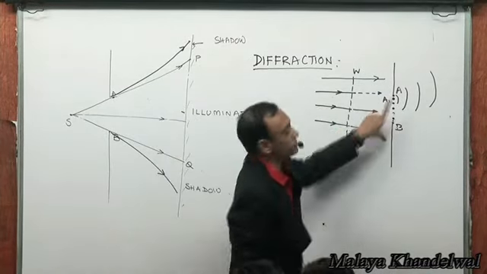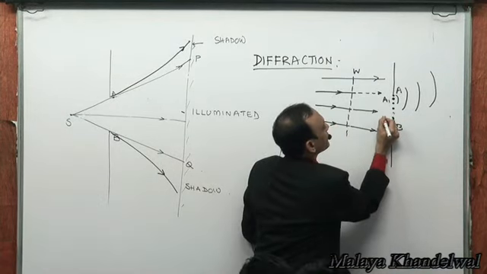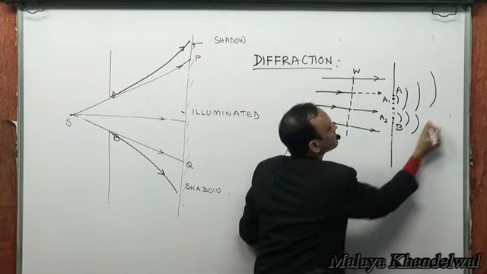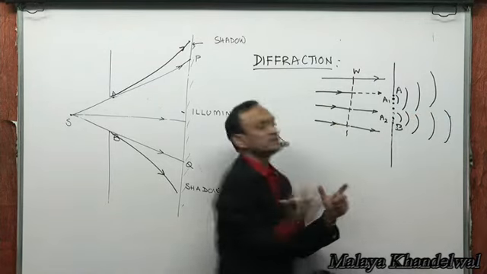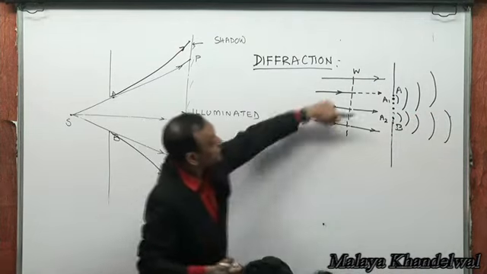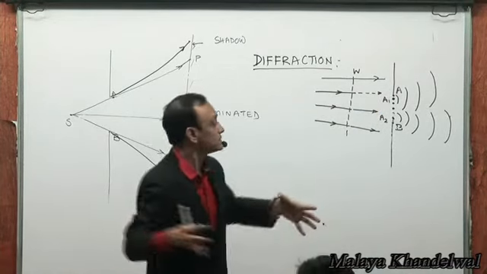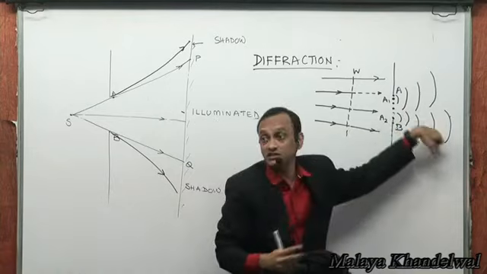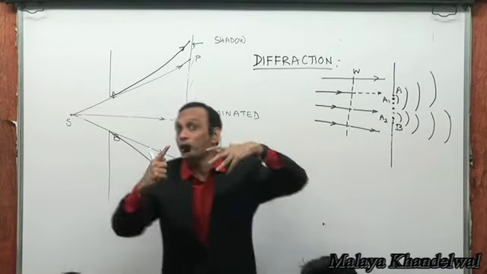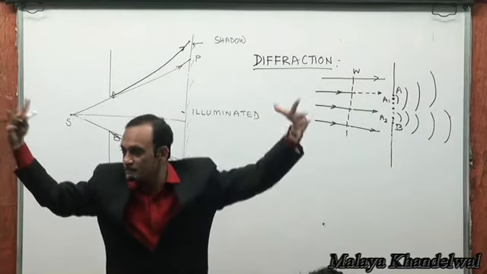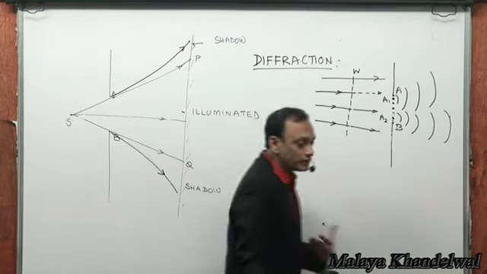It acts as a point source. This particle, for example A2, will also emit secondary wavelets. Each particle between A and B will emit secondary wavelets. These are wavefronts. These are spherical wavefronts. A point particle will emit spherical wavefronts.